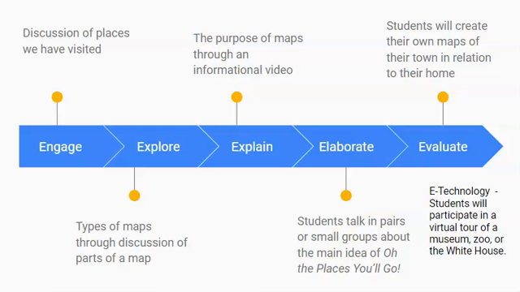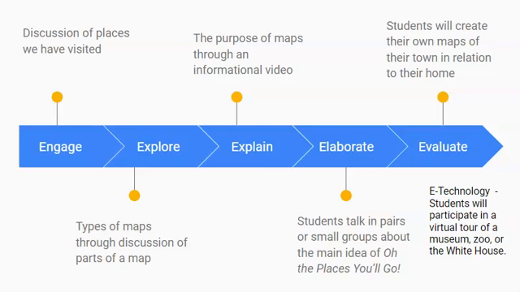Next, the procedure for this lesson. The language arts lesson follows the 6E model, which is engage, explore, explain, elaborate, evaluate, and the E technology that is used throughout the whole lesson. To engage the students, I would begin by discussing places they have visited or places they want to travel to. Then we would explore different types of maps through discussion of the parts of a map.